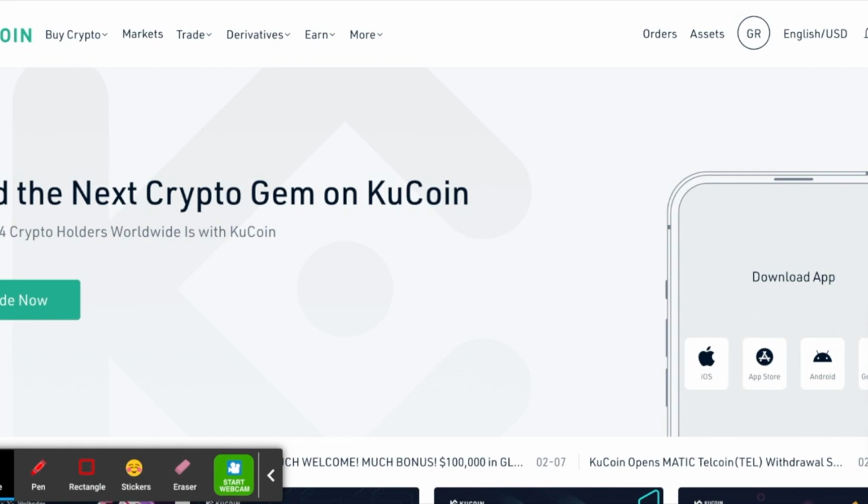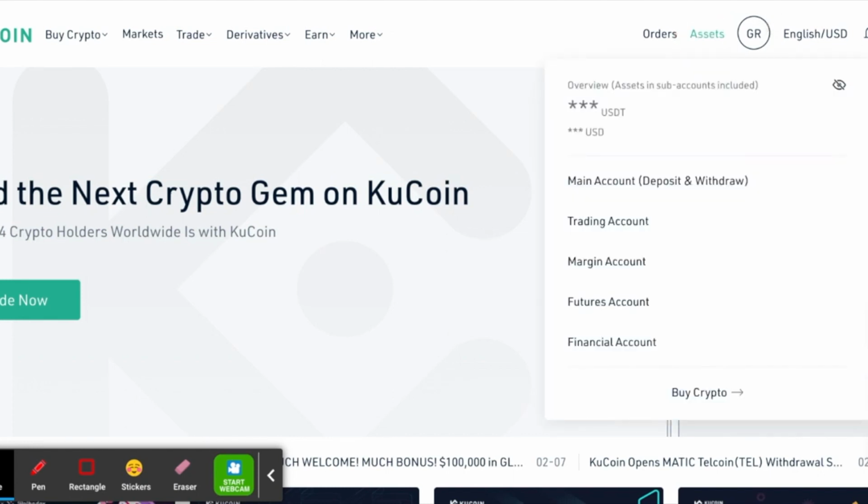So with that being said, let's go ahead and get into KuCoin. You can see here, if you are part of this app, this is probably where you are going to be. I'm going to show you my breakdown of my assets, okay?